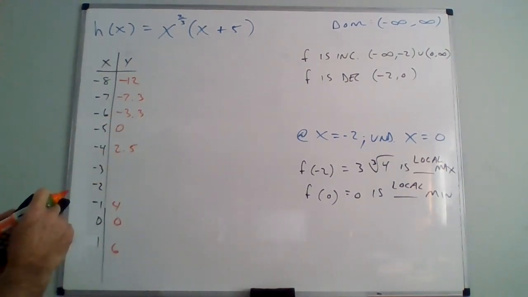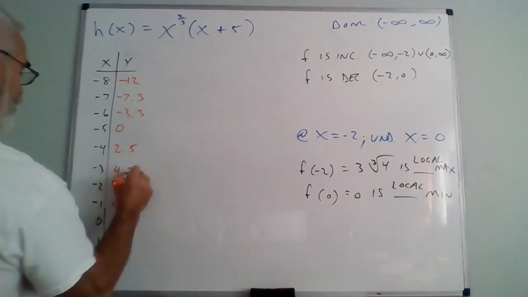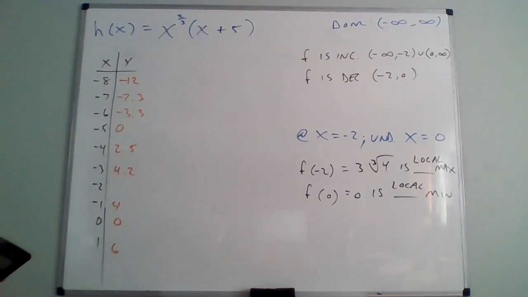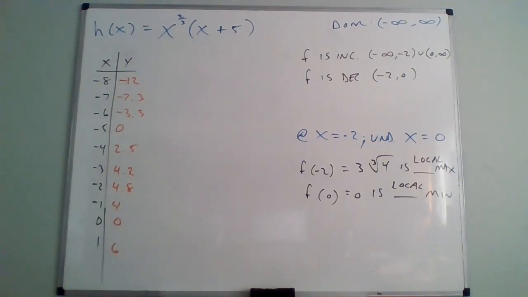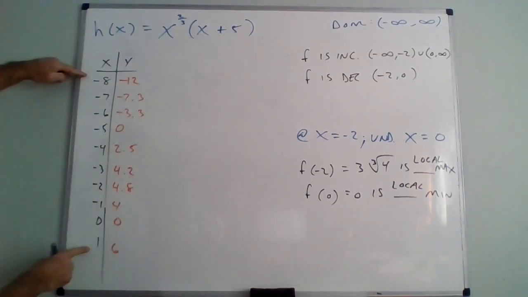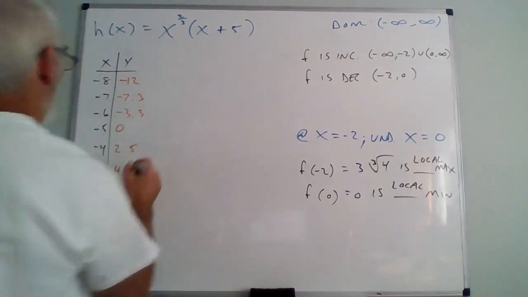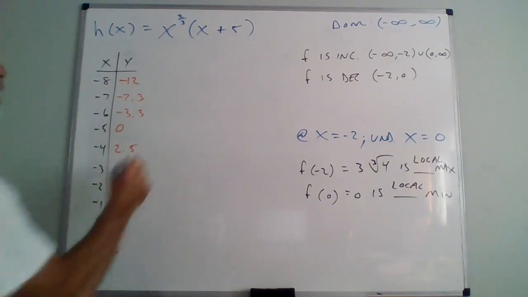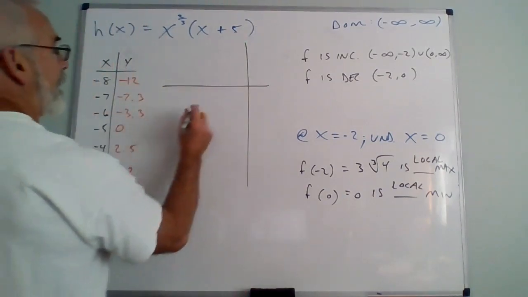All right, so cube root. This is about 4.2. And then finally, it's about 4.8. Okay. And I think we're going to have a fairly accurate graph now. So I'm going to go from negative 8 to 1, and I'm going to go roughly from negative 12 to 6. So that means I'm going to have most of this graph in the third quadrant, it looks like. Kind of like that.